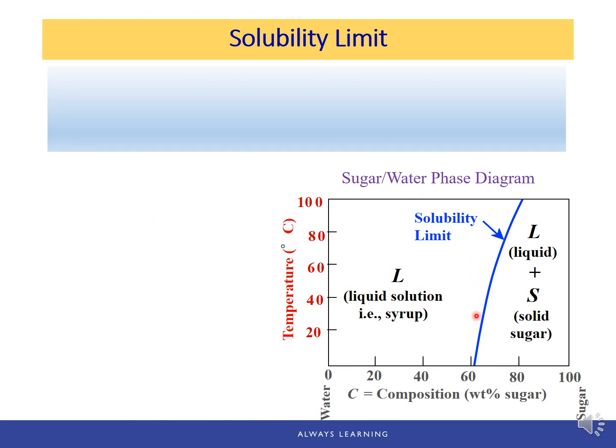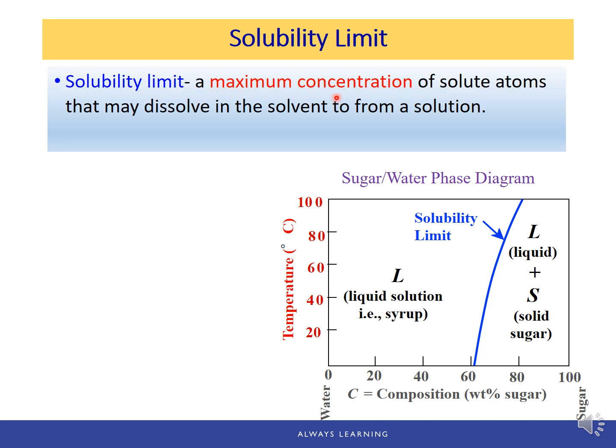What is the significance of this blue line labeled solubility limit? Well, for many alloy systems and at some specific temperature, there is a maximum concentration of solute atoms that may dissolve in the solvent to form a solution. And this maximum concentration is called the solubility limit. The addition of the solute in excess of this solubility limit results in the formation of another solid solution or compound that has a distinctly different composition.